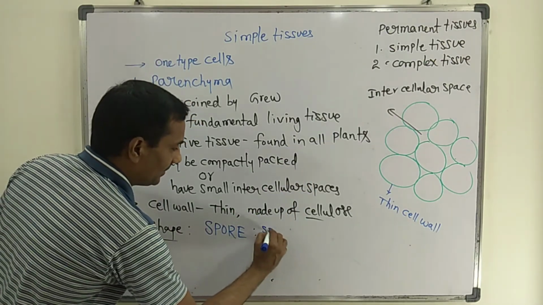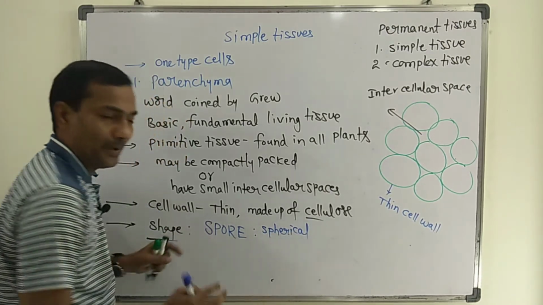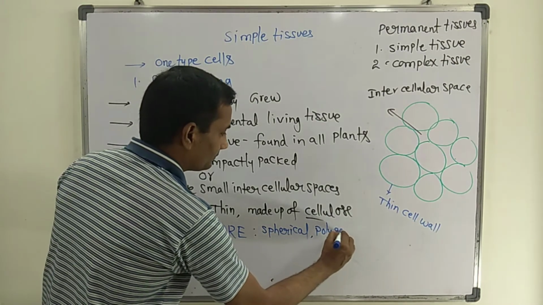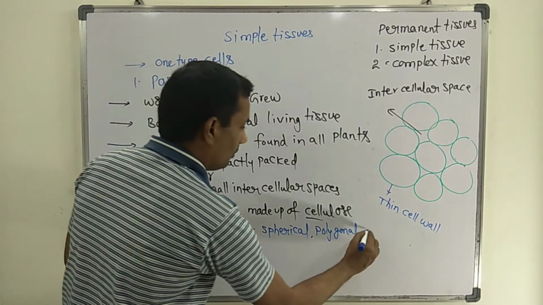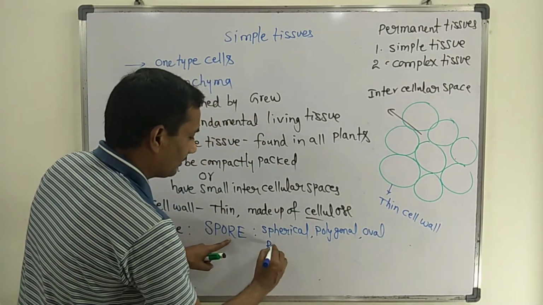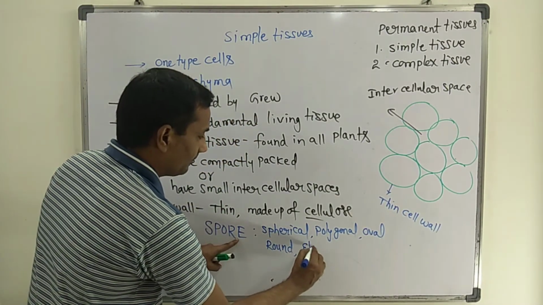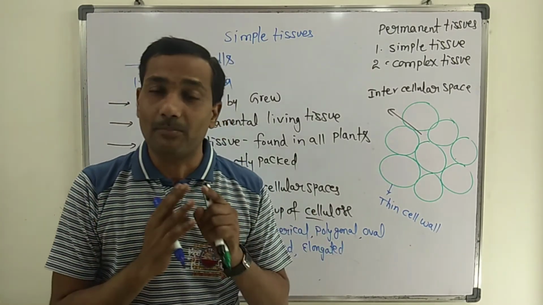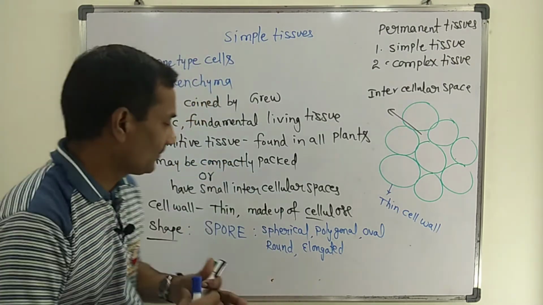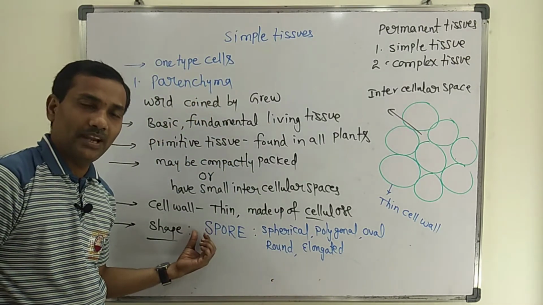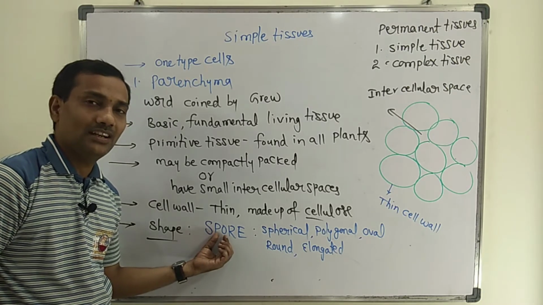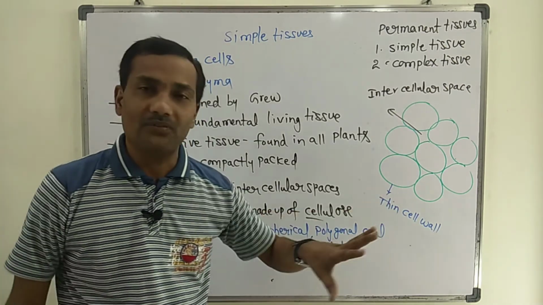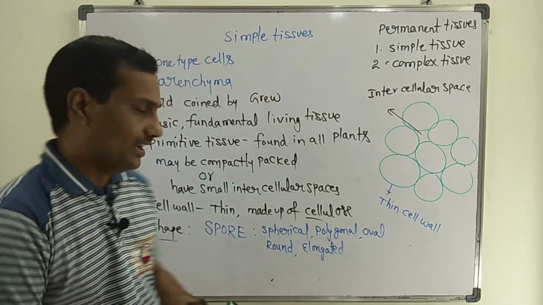S is spherical. Some parenchyma cells are spherical. P, polygonal. O, oval. R, round. E for elongated. In different plants and different places, based on the function, they appear in different shapes. They may appear spherical, polygonal, oval, round or elongated. These are the various shapes of the parenchyma.